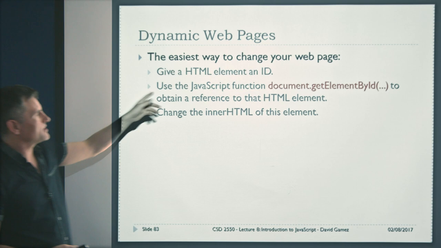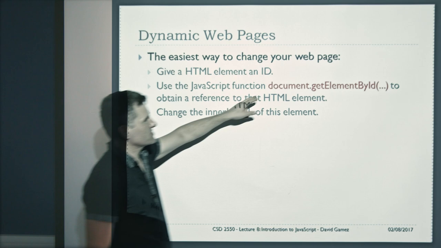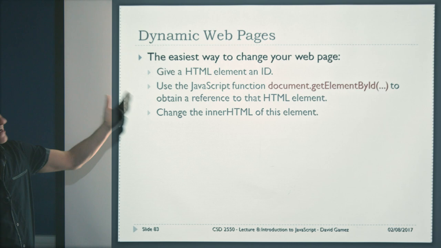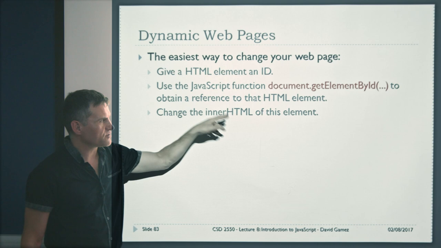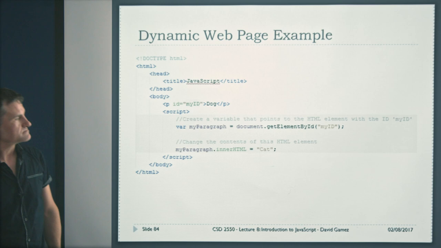So what we're going to do is give an HTML element an ID. Then there's this very handy JavaScript function called document.getElementById, which returns a reference to the HTML element that has that ID. And then we can use the innerHTML property of that element to change the HTML dynamically. So here's a little example.